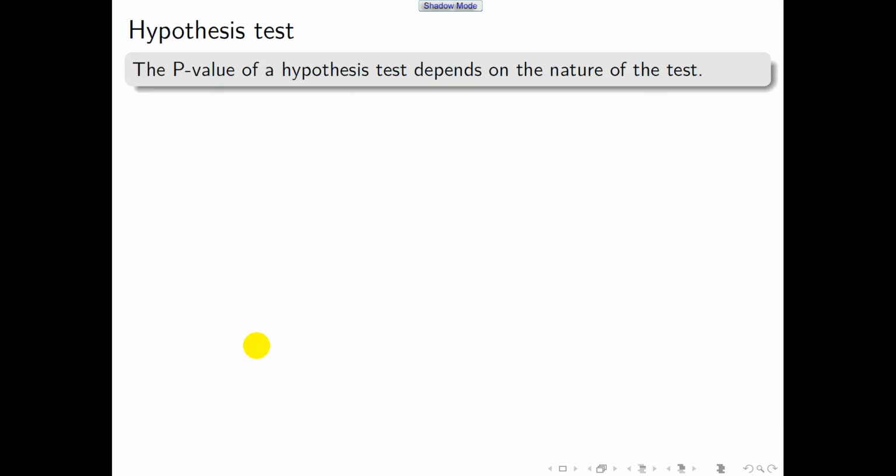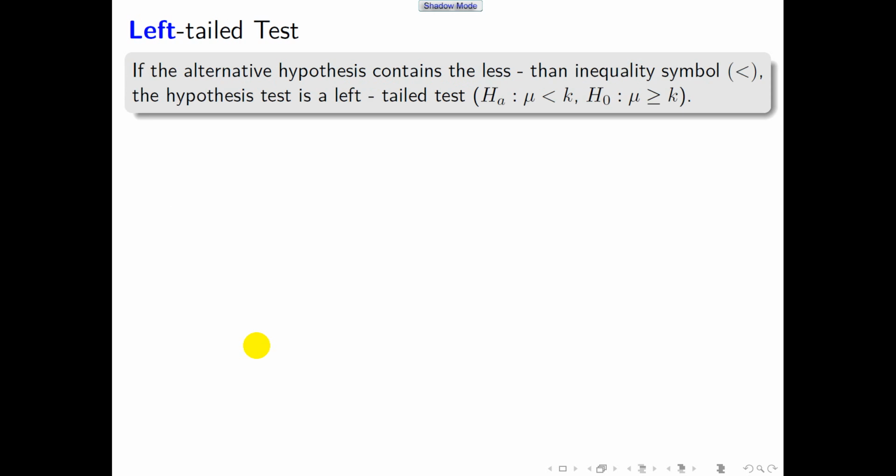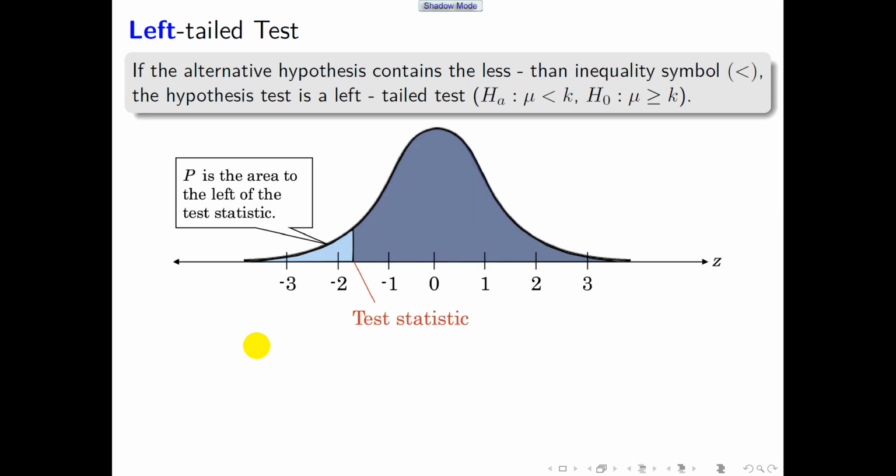So the p-value depends on the nature of the test, okay? Depending on the sign of the alternative hypothesis, we're going to define 3 types of tests, okay? We're going to talk about the left tail test. So if the sign of your alternative hypothesis is the less sign, then we are going to calculate the test statistic, and we're going to take the area more to the left of your test statistic as the p-value. Okay? What does it mean?